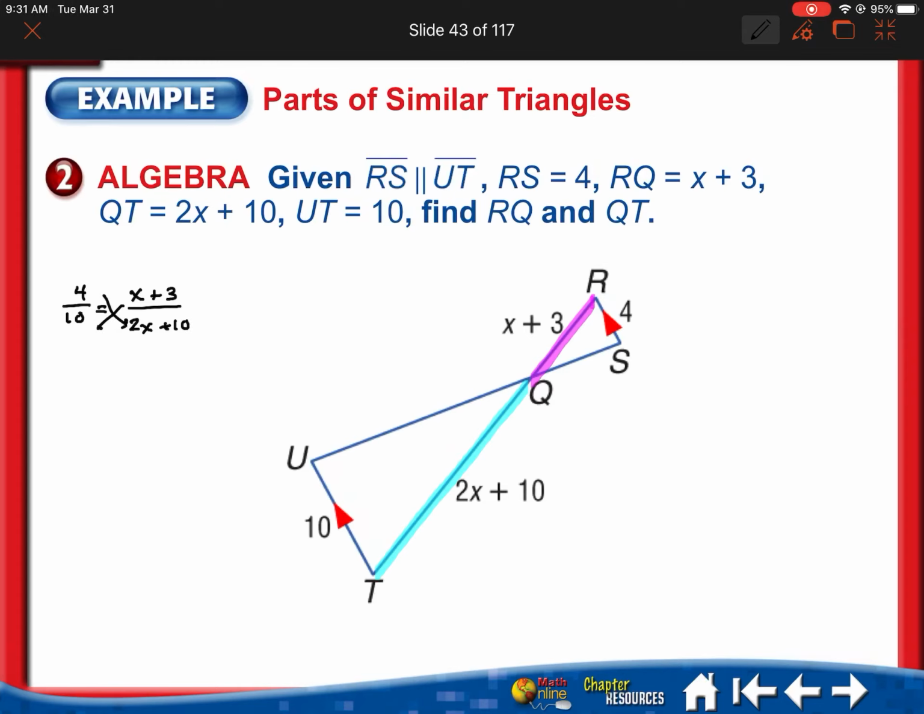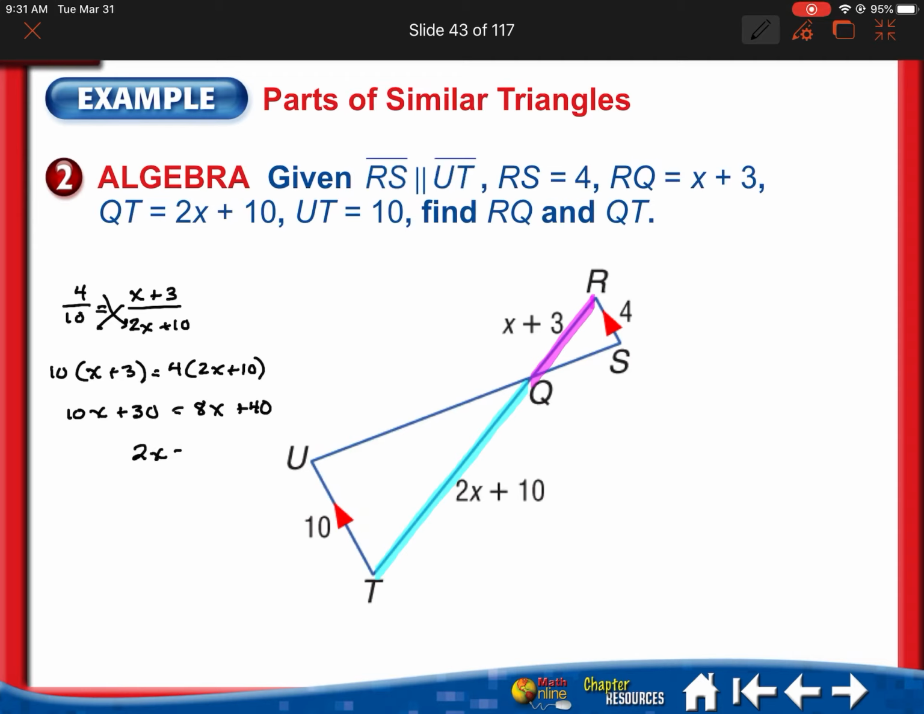So we are going to cross multiply to solve this, remember from the first day. So 10 times the quantity x plus 3 equals 4 times the quantity 2x plus 10. Distribute everything, so 10x plus 30 is equal to 8x plus 40.